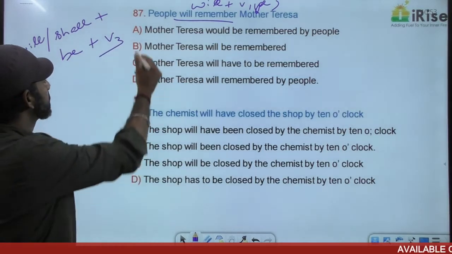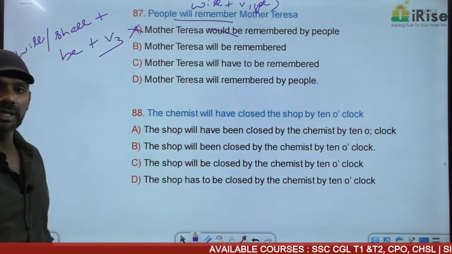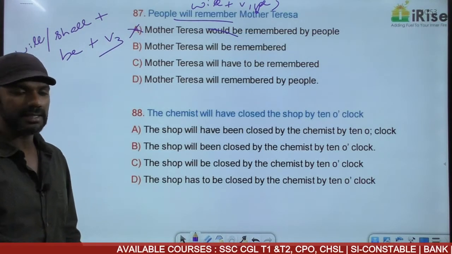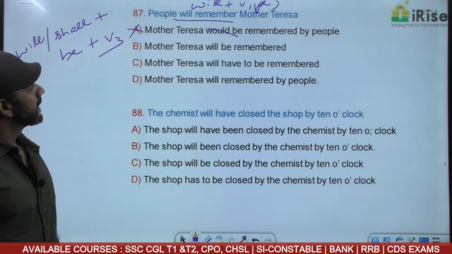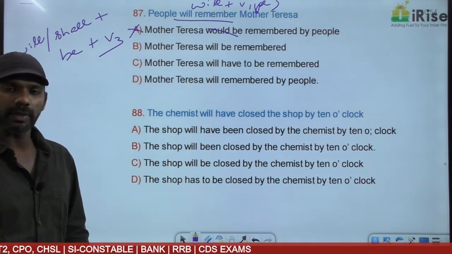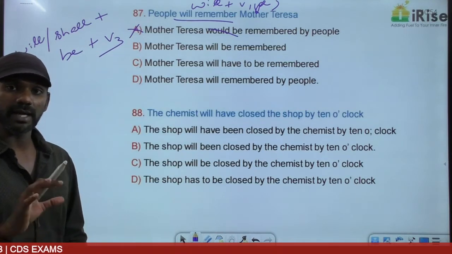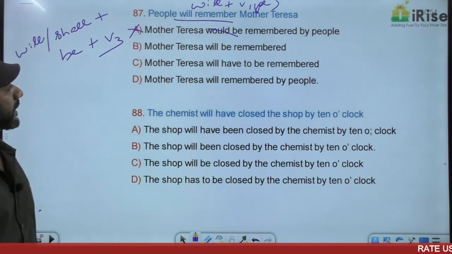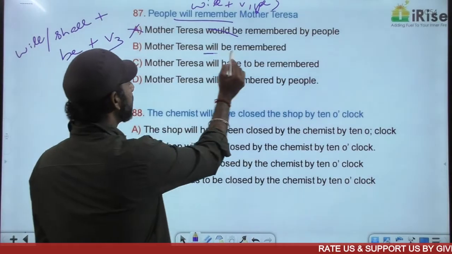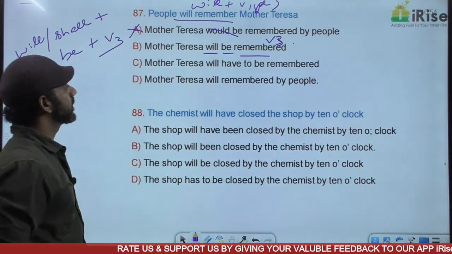Based on that, option A is eliminated. A says would. Would is the past tense of will. The tense in the category must remain the same. Come to B. Mother Teresa will be remembered. By people is not required because people is a very general subject. It is not required in the passive voice, understood in the passive voice. Mother Teresa will be remembered. Will plus be plus V3, simple future passive voice.